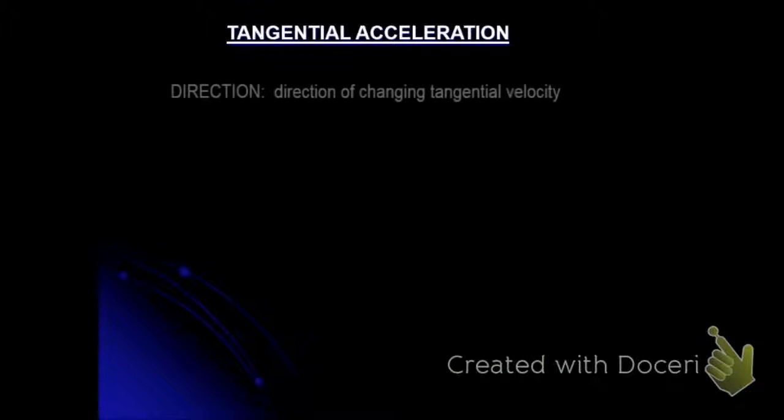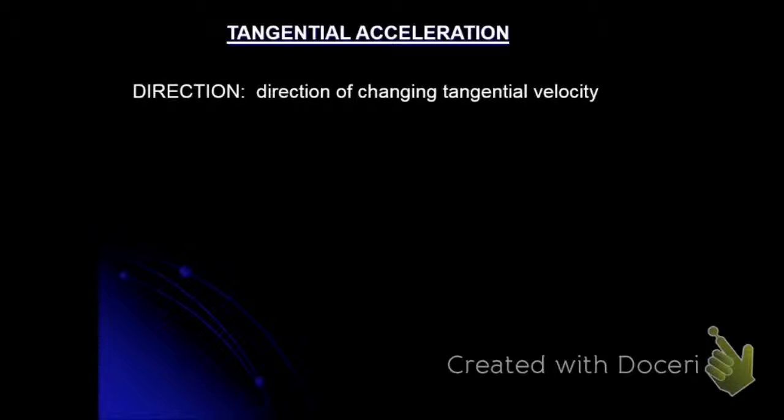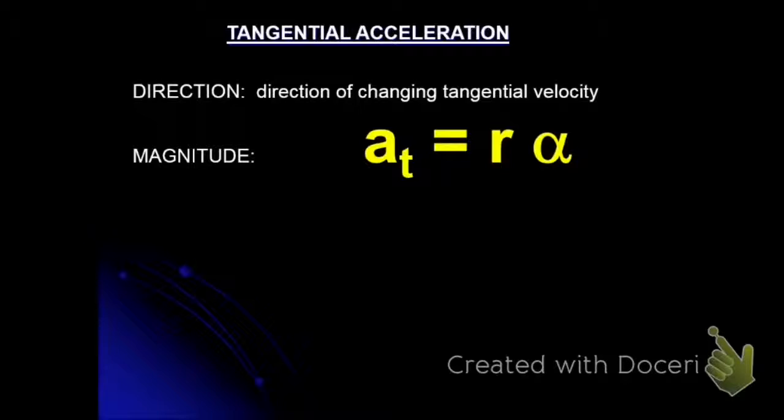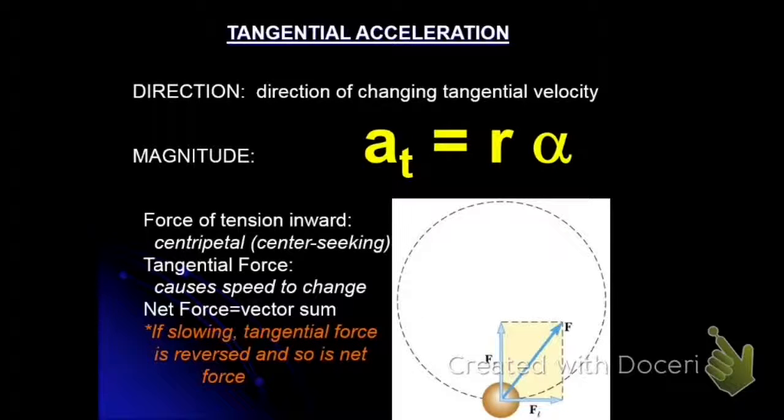So a tangential acceleration will be happening in the same direction of the changing tangential velocity, and we can calculate it with the equation: tangential acceleration is equal to the radius times the angular acceleration.